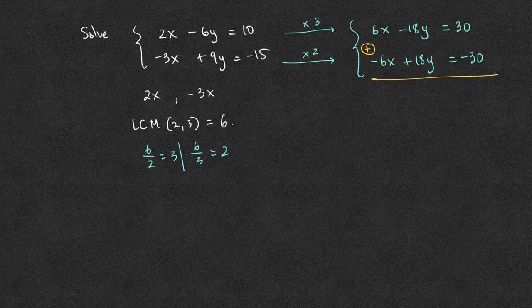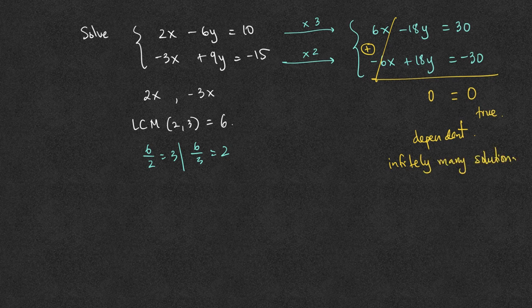6x plus negative 6x is 0x. Negative 18y plus 18y is 0y, so the left-hand side is 0. 30 plus negative 30 is 0. This statement is always true. What this means is that the system is a dependent system. If the system is dependent, then it has infinitely many solutions.